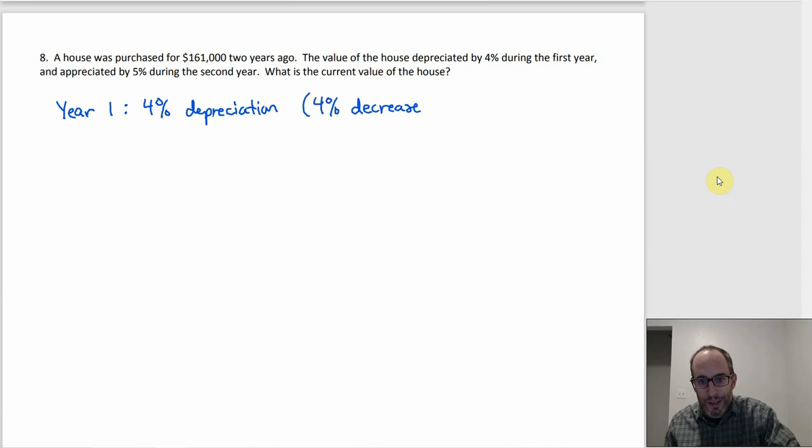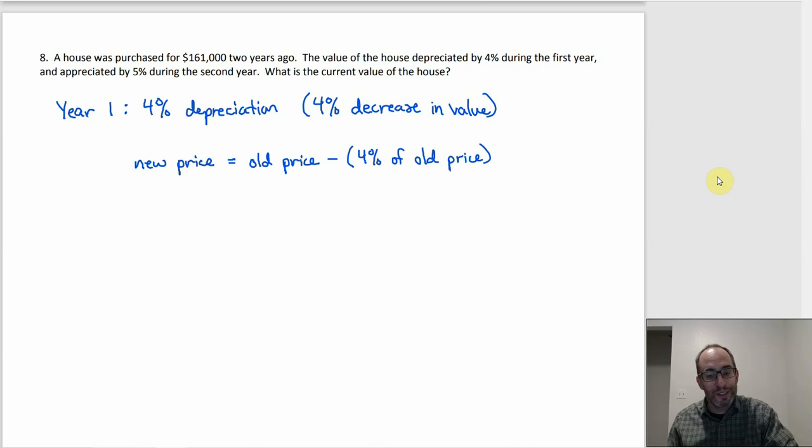So a 4% decrease in value. All right. So then what we can do for year 1 is that the new price, the price at the end of year 1, would be equal to the old price minus 4% of the old price, right? 4% decrease, subtract off 4% of whatever the old price is.